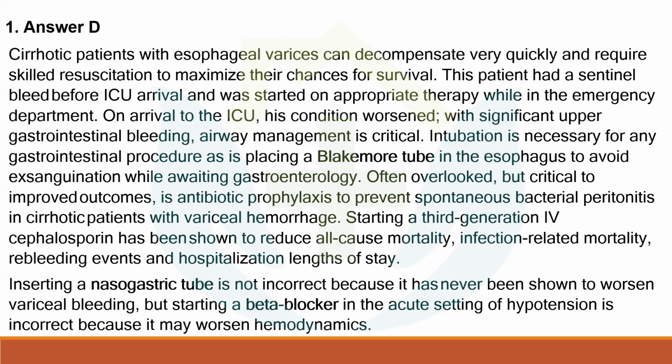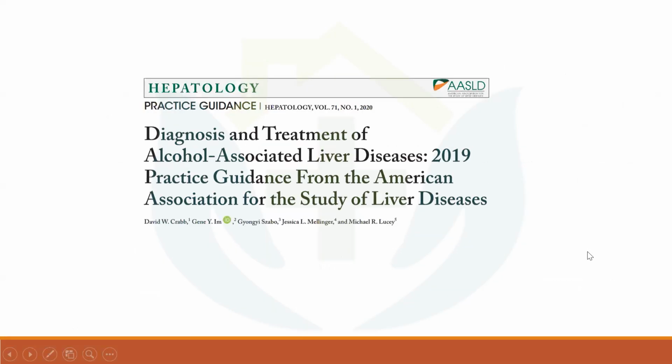Okay. Inserting a nasogastric tube is not incorrect because it has never been shown to worsen variceal bleeding, but starting a beta blocker in this acute setting with hypotension is incorrect because it may worsen hemodynamics. So the best option and the best answer for this question was D. We'll move on to the next.